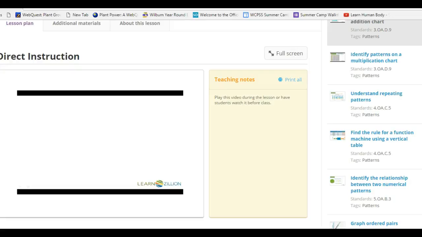This is our first flip lesson. And so what's going to happen is you guys are going to simply watch the video. And this week we are identifying patterns with addition and with multiplication. And we are going to compare them.